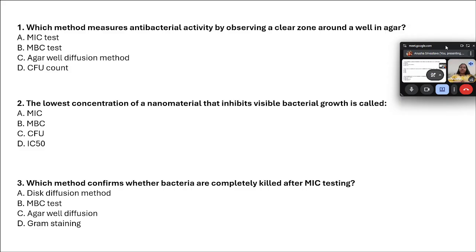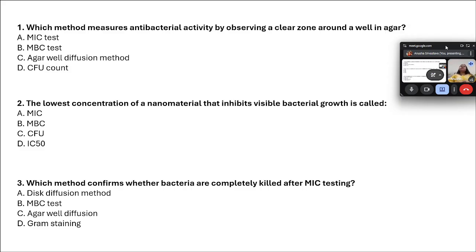Just 30 seconds more, and then we'll discuss the answers one by one. In the meantime, while I'm discussing any topic or any method, if at any point you feel like there's something that you want to ask, please feel free to ask in the middle of the discussion as well. You can raise a hand or simply write your queries in the chat box also. So let's start discussing the questions one by one.